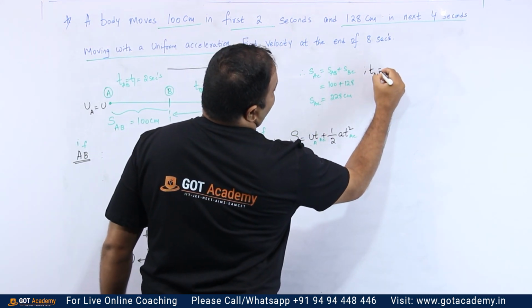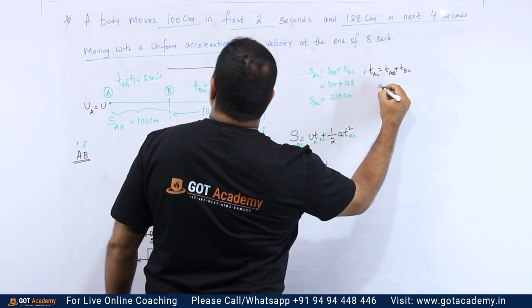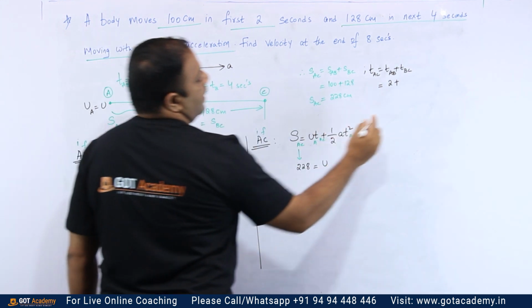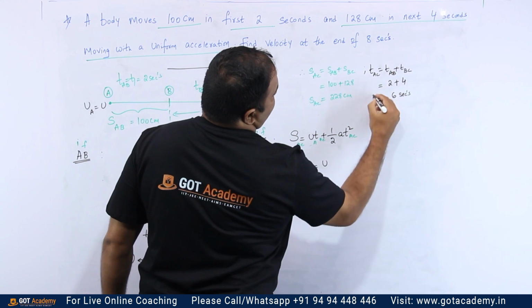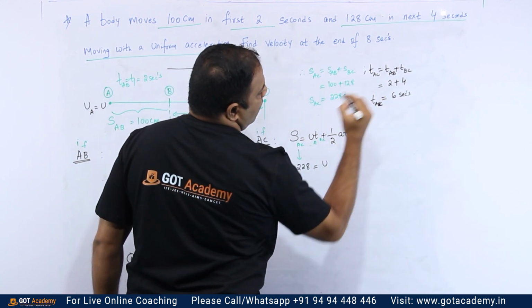From point A to C is A to B plus B to C. A to B was given as 2 seconds and B to C was given as 4 seconds. Clear? So the total is 6 seconds. This is the time from A to C.